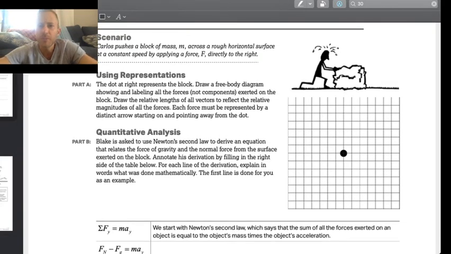Carlos pushes a block of mass M across a rough horizontal surface at a constant speed by applying a force directly to the right. The dot at right represents the block. Draw a free body diagram showing and labeling all forces exerted on the block. Draw the relative lengths of all vectors to reflect the relative magnitudes of the forces. Okay, so we've got the applied force.